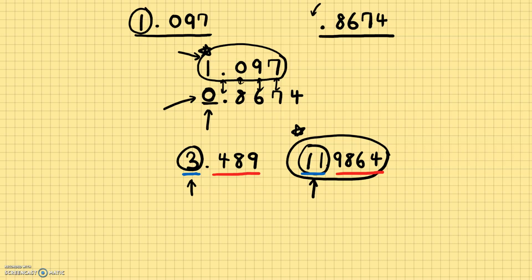Okay, so when there's a mixed decimal, I think it's easiest if you just separate them into whole number and decimal. Compare the whole number part first, and then only if they're the same, compare the decimal parts. But if they're not the same, the number with the bigger whole number part is the bigger number.